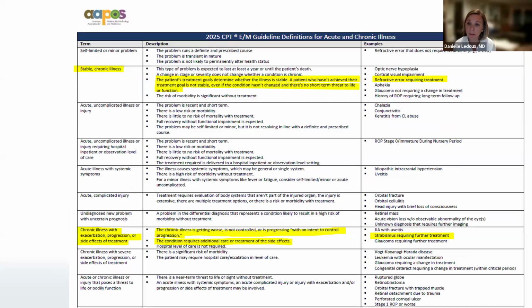So this is page 2 of the grid, again highlighting where our diagnoses would fall within this list, and how we think about the definition of it. So, chronic illness getting worse, not controlled, or progressing, with an intent to control progression that will require additional care, versus someone in a stable situation.